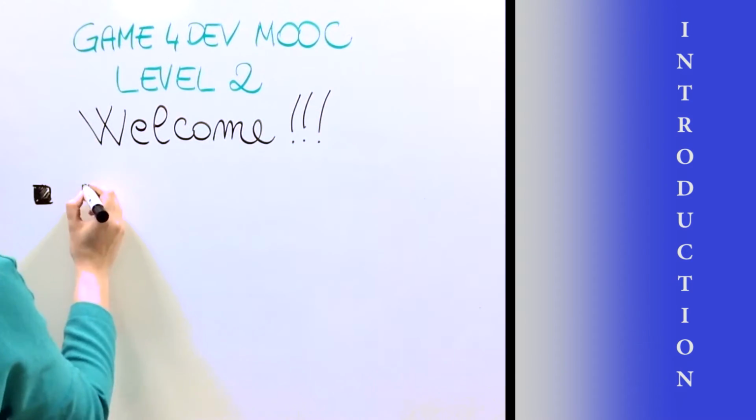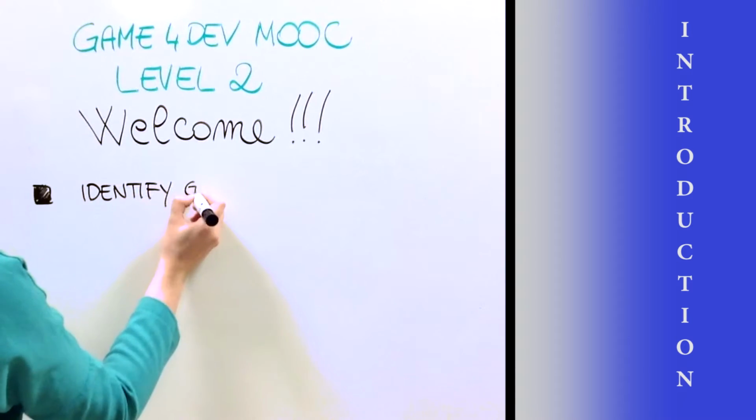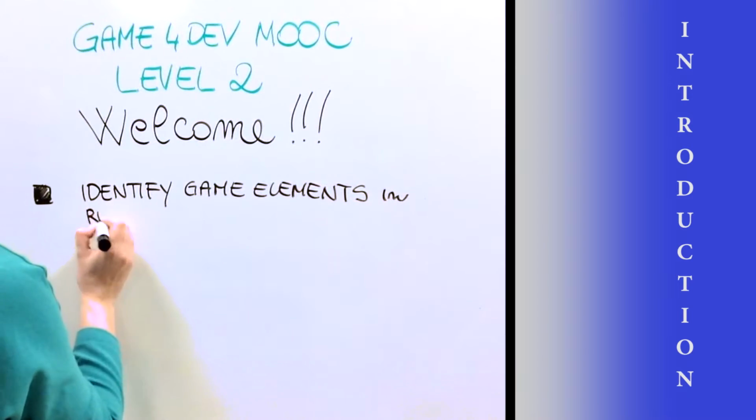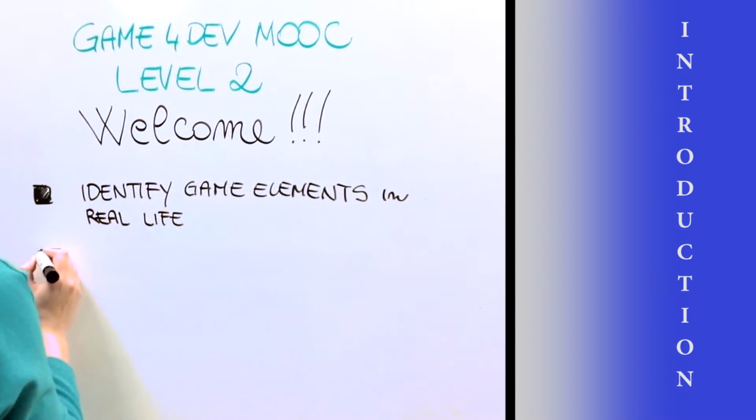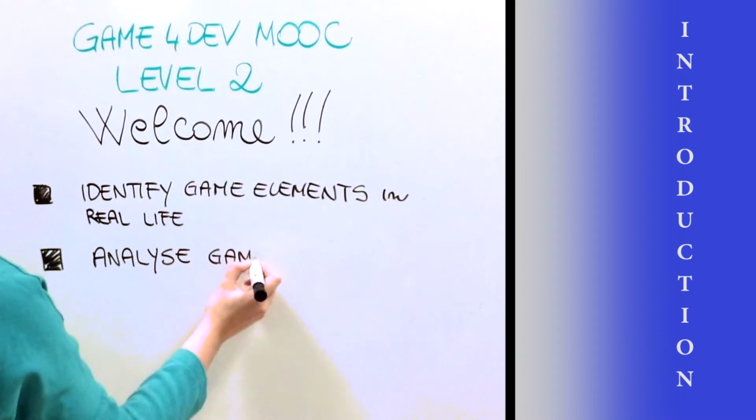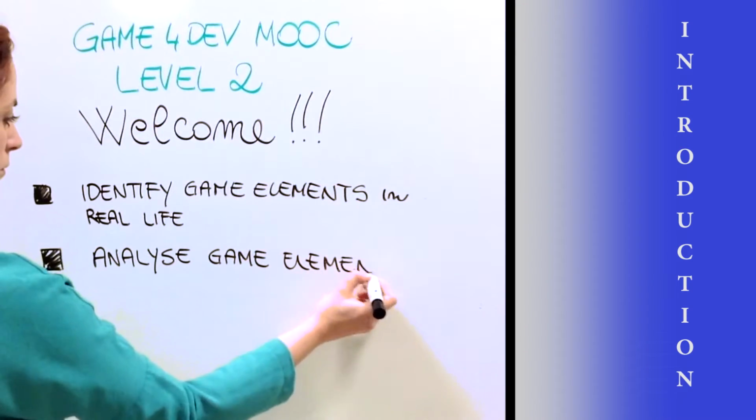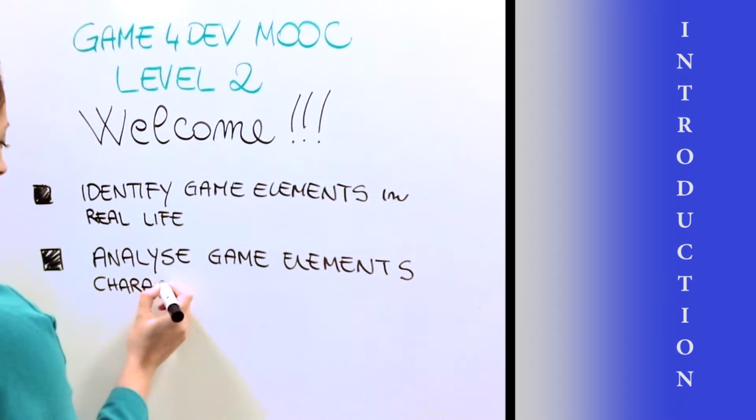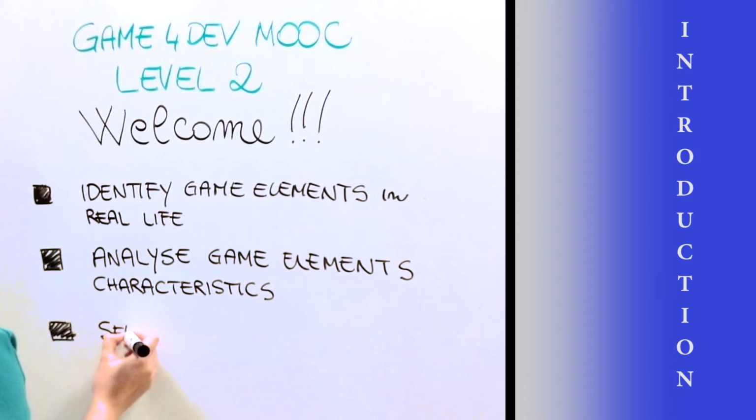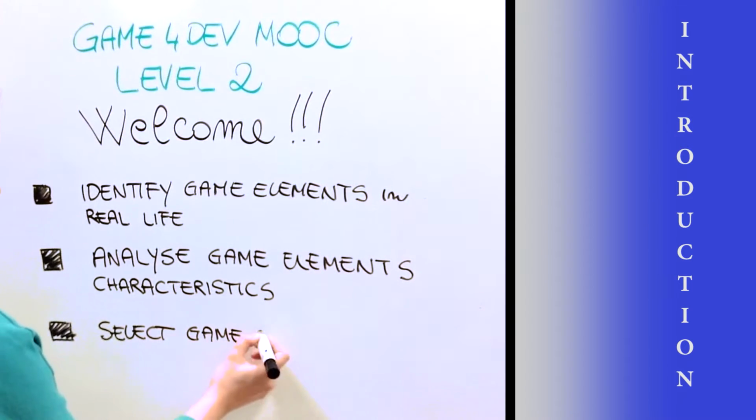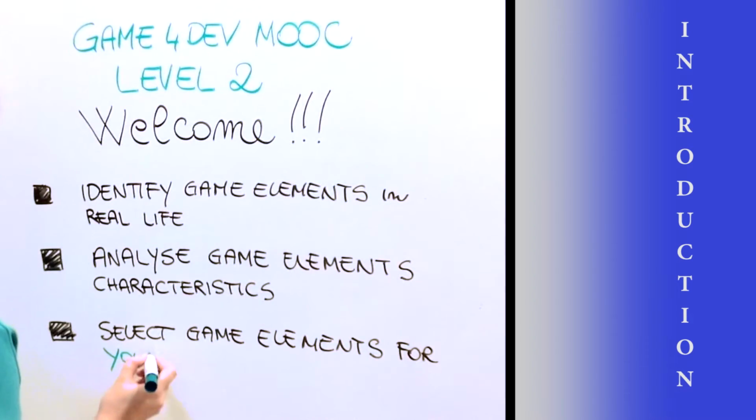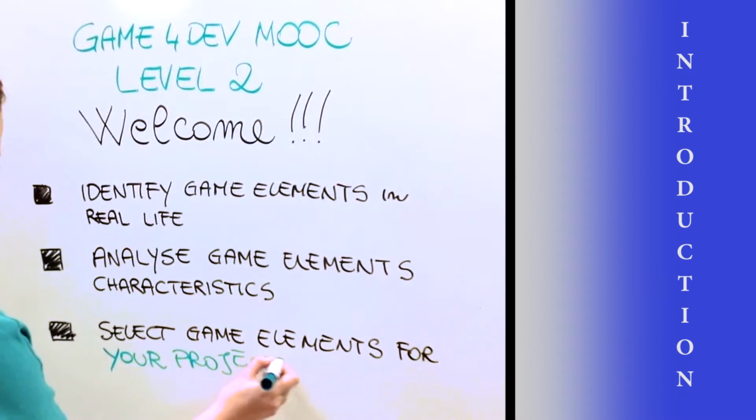What are we going to do this week? After having got an overview of what gamification is all about, this week we are going to better understand game elements. In particular, these are the three main things we are going to focus on. First of all, identify main game elements in real-life experiences. Secondly, recognize game elements and define their characteristics. And finally, select relevant game elements and understand which ones are mostly suited for our Game4Dev ideas and projects.